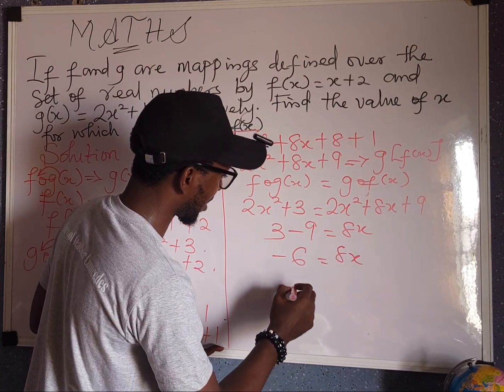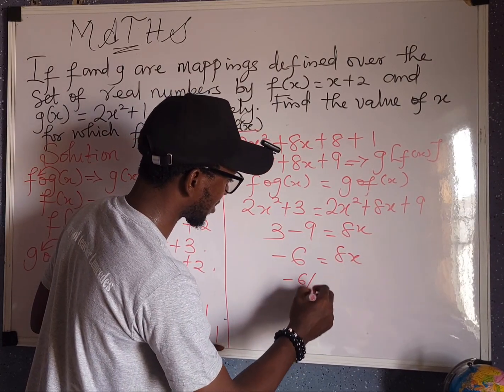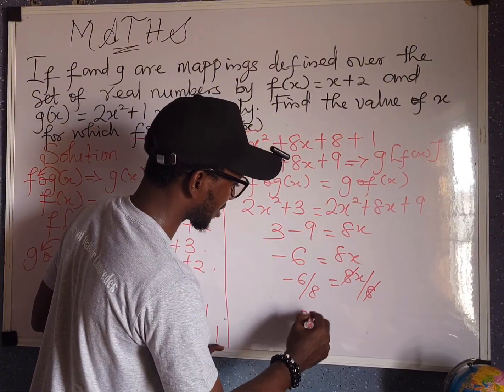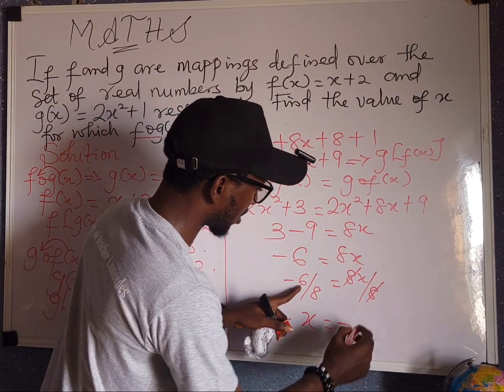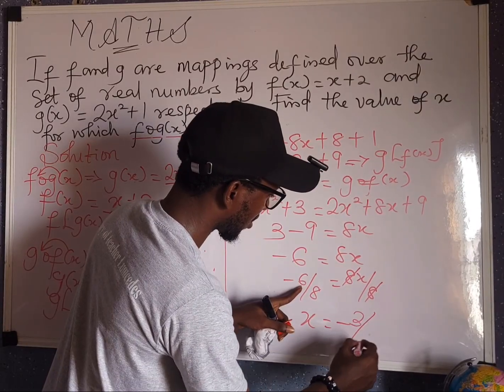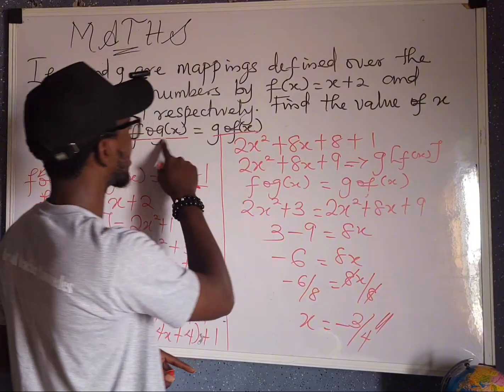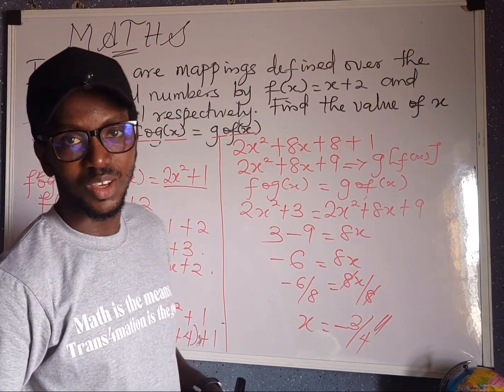If we divide both sides by 8, we have minus 6 over 8, and we have 8x over 8. 8 cancels 8. So we finally have, 2 can go, that's minus 3 all over 4. So this is the value of x that makes these 2 composite functions equal.